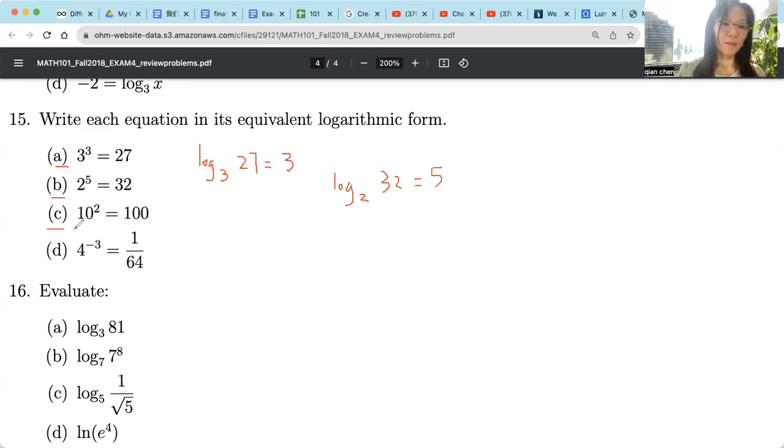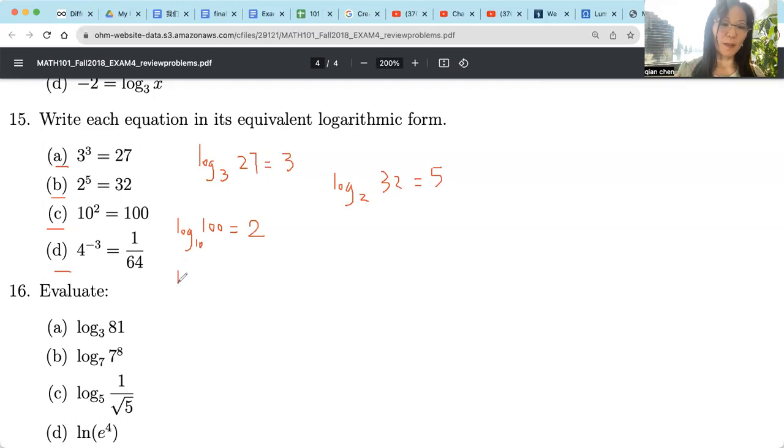Let's see C. Write down the letters log first. What's the base? Look where I write the base. I write the base down below the log. Right? Base is 10. What's the value? 100. I write 100 bigger. I write the base 10 smaller. What's the exponent of 10? 2.